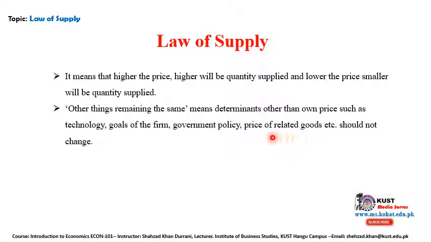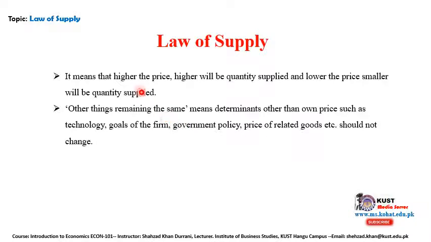And the price of related goods, there are other related goods present, for example substitute goods and complementary goods, right? So the price of related goods is also related to the supply, or the commodity that you are offering to the market, and it should not change. This is the only condition: these things will remain the same, they will not change, right?